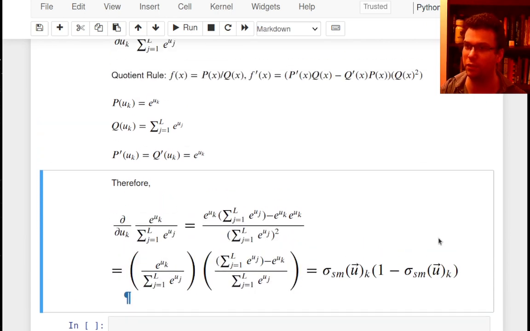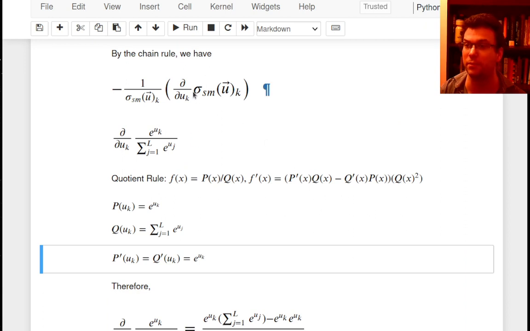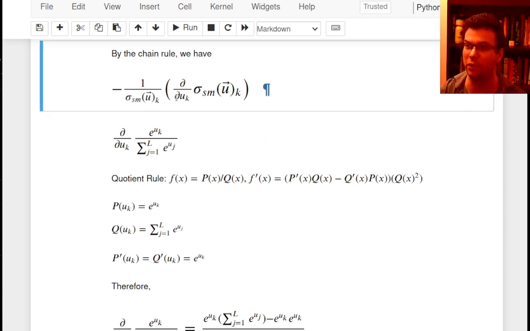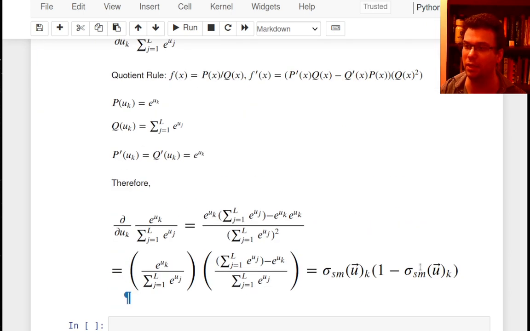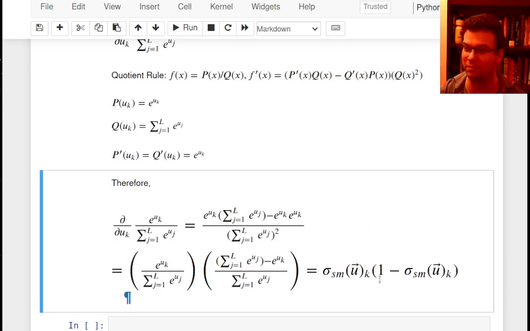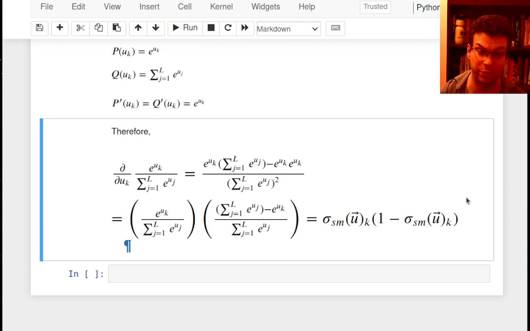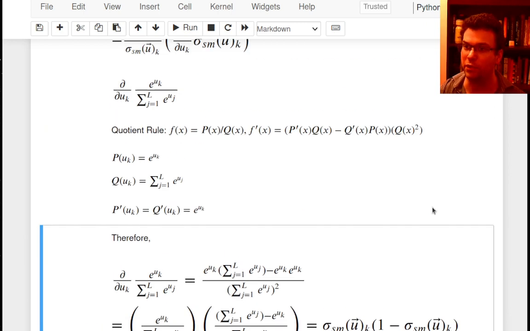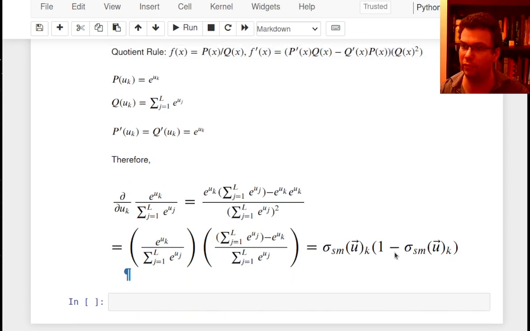Amazingly, the derivative of the softmax function with respect to the variable k is just the softmax function times 1 minus the softmax function. Well, that looks a heck of a lot like the derivative we got from the logistic function, and that's really no accident. This is a generalization of the logistic function. Okay, great. So that's the first case, when i is equal to k. Now we've got that derivative locked down.